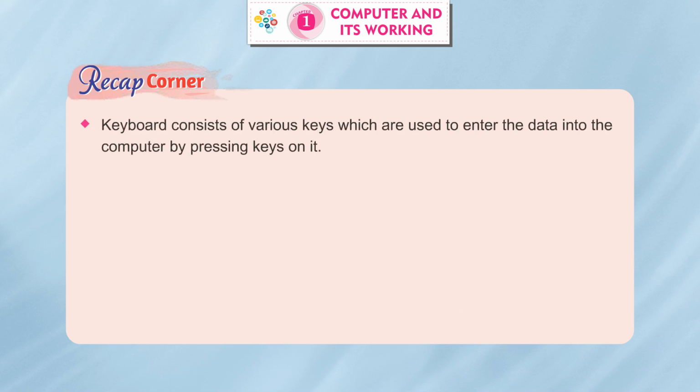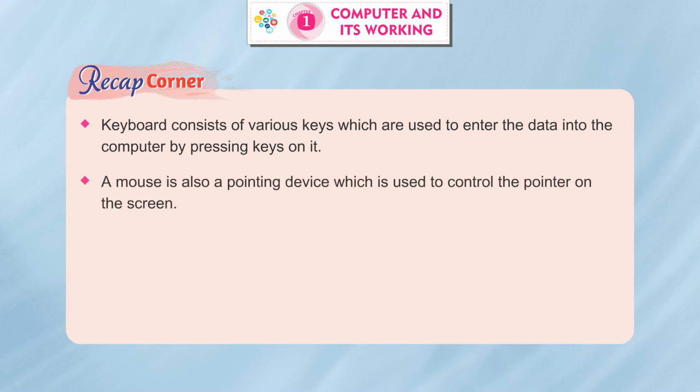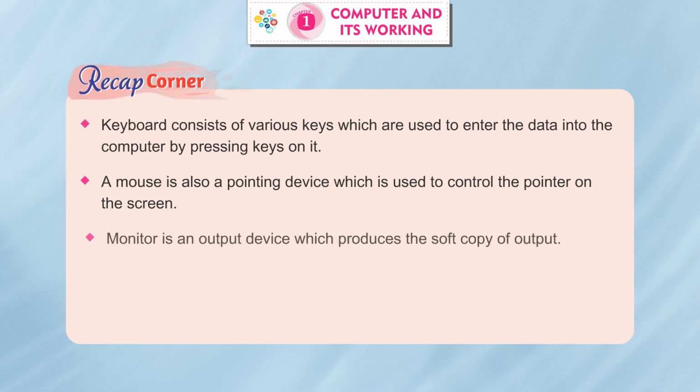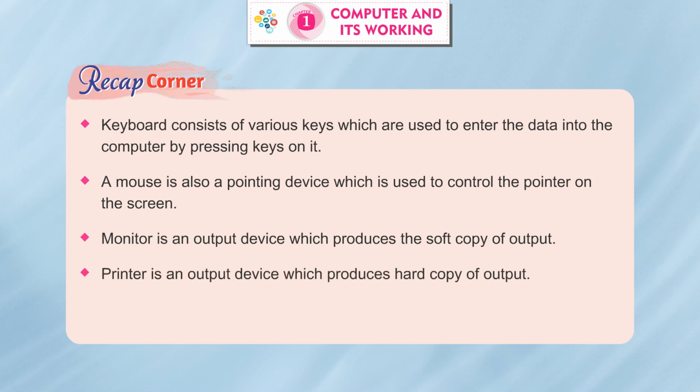Keyboard consists of various keys which are used to enter the data into the computer by pressing keys on it. A mouse is also a pointing device which is used to control the pointer on the screen. Monitor is an output device which produces the soft copy of output. Printer is an output device which produces hard copy of output.